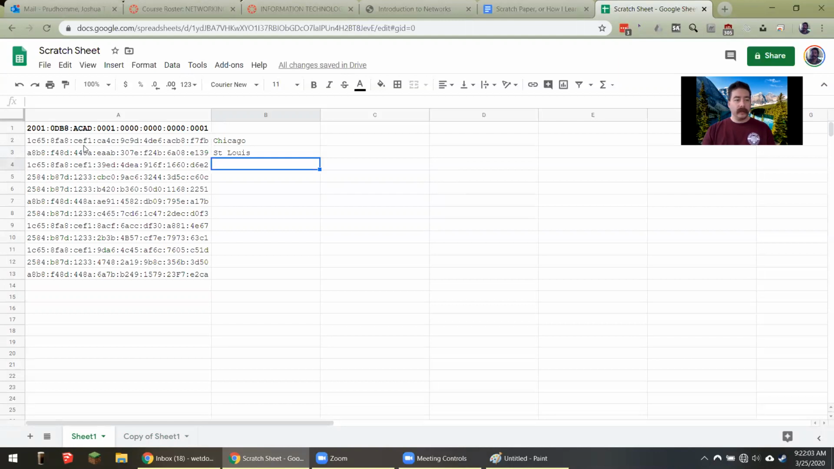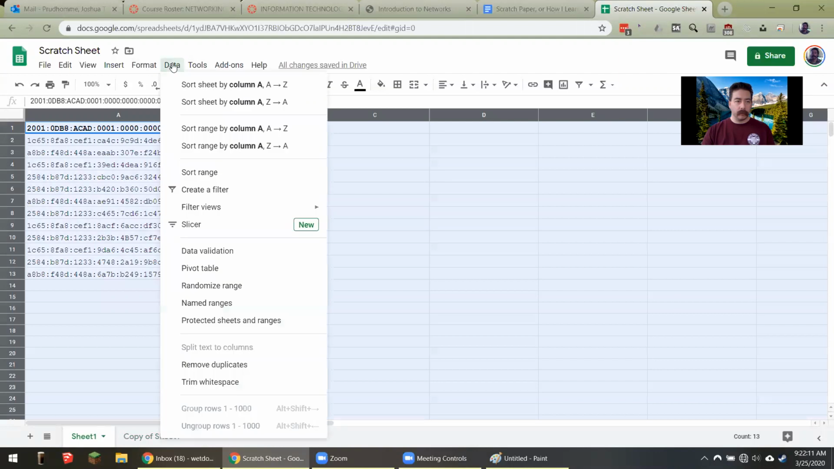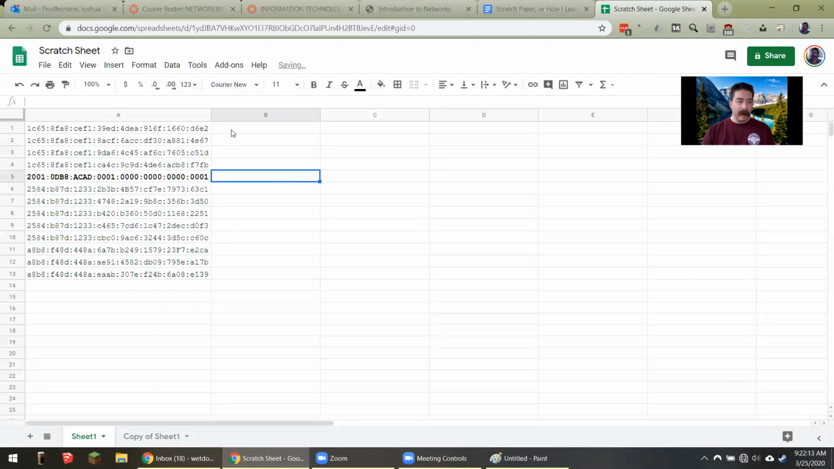Instead, we use these prefixes. We group them together, and we say everything that goes to a certain prefix is going to go to one router. So if we sort this data, now we have these nice groups. All of these first 4 all start the same way. So all of these are going to go to one router. These all start the same way. All of these are going to go to one router.